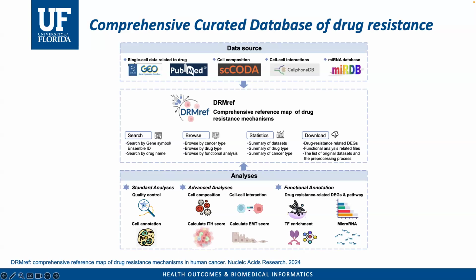We have curated a lot of single cell data that have been treated by specific drugs. We collected all those data from the public repositories, PubMed, GEO, and SRA, and different resources, and we have built this database. We have also analyzed all those data, including the standard data analysis, the cell annotation advanced analysis, and also the functional annotation, which gives us a new paper on the database. So this data is available publicly.